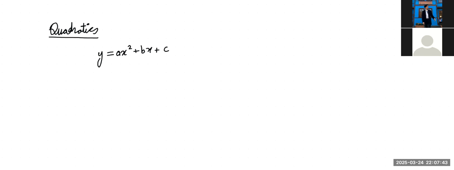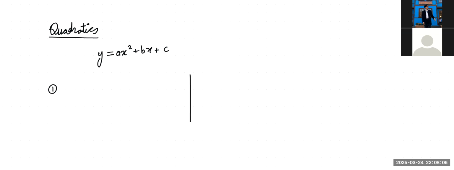Why is it a quadratic? Because you see a squared term in it. The highest power of x available is a square. That is what really makes it a quadratic equation. Now, the first thing we need to do is understand what a general quadratic equation's graph will look like. A quadratic equation will always give you a parabola of some kind.